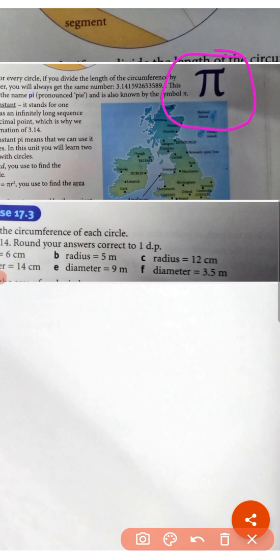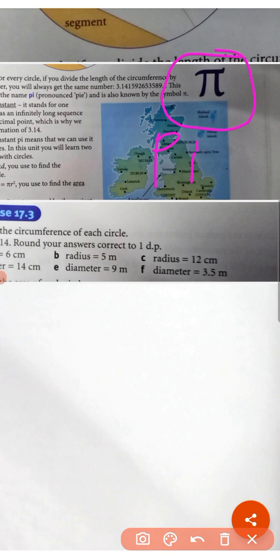Which is represented by pi, P-I, pi. This is the symbol of pi. Pi is a mathematical constant. Pi has an infinitely long sequence of numbers after the decimal point. After the decimal point, the numbers will continue.